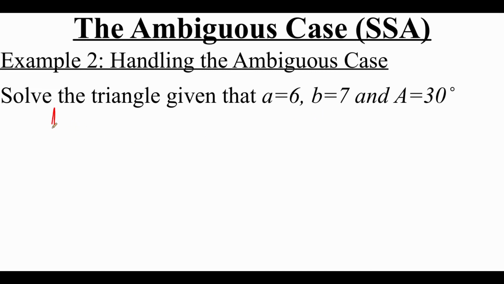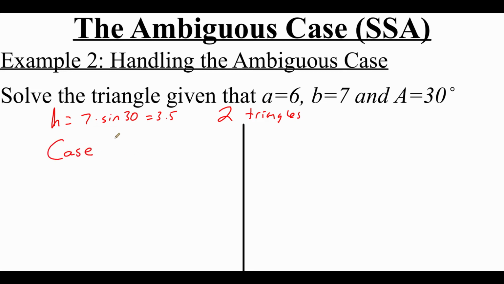So remember, to find the height, we take side B, which is 7, times the sine of angle A, which is 30. So 7 times the sine of 30 ends up being 3.5. And there is a case where side A is between the lengths of the height and side B, and that's actually our 2 triangle case. So I'm going to separate out these cases by putting a line down the middle of our screen. On the left-hand side, we're going to do case 1. And once we're finished with that, on the right-hand side, we'll take care of case 2.